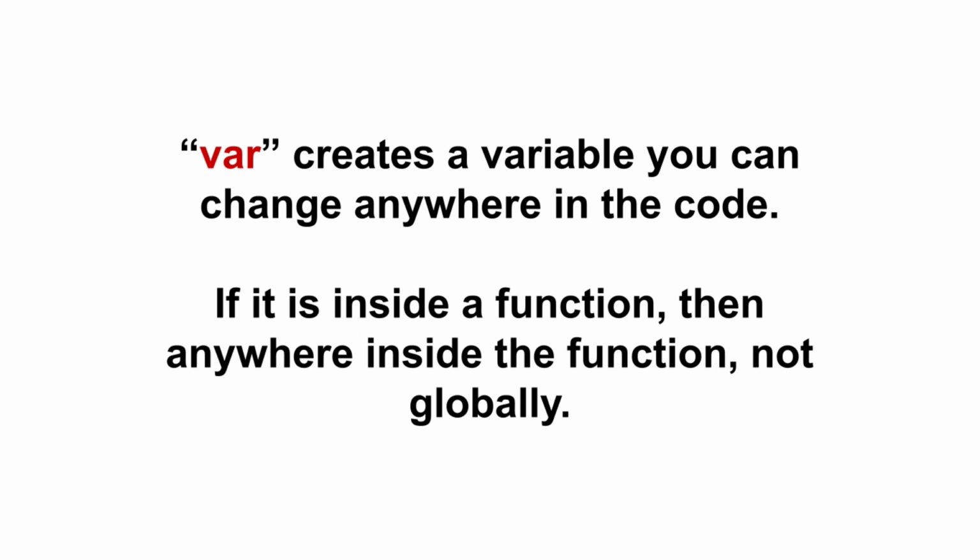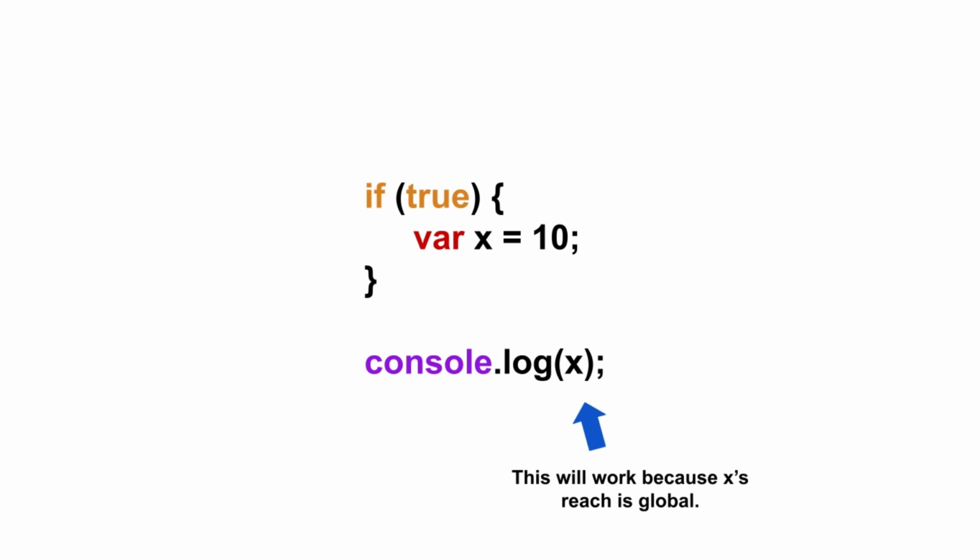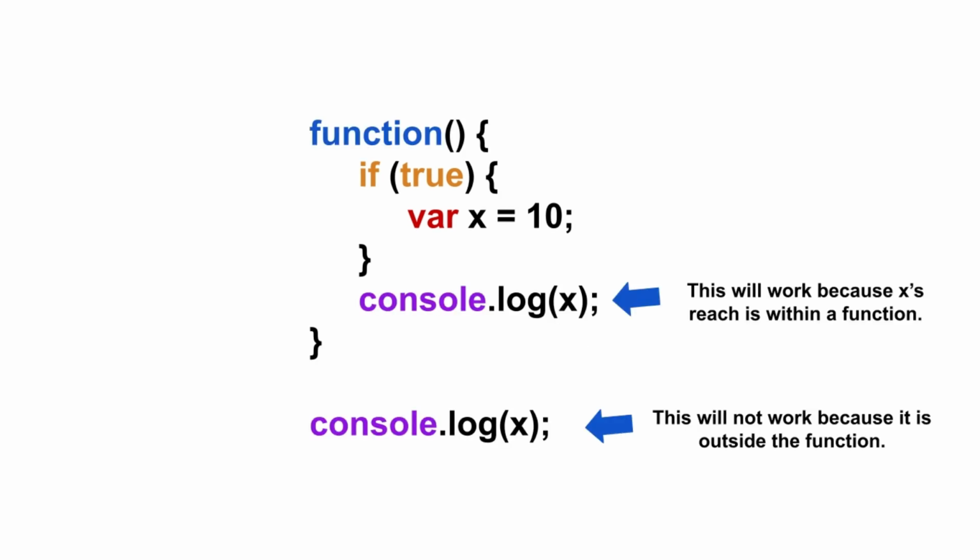The next variable declaration is var. It creates a variable you can change anywhere in the code. But if it is inside a function, then anywhere inside the function, not globally. Unlike the let declaration, var allows the variable to be accessed beyond the block, globally. However, if it is inside a function, which we will learn about, then it can be accessed anywhere within the function, not globally. It's like saying that the var variable declaration is stuck with bigger walls, aka function. But if it is not inside big walls, it is free for the entire program.